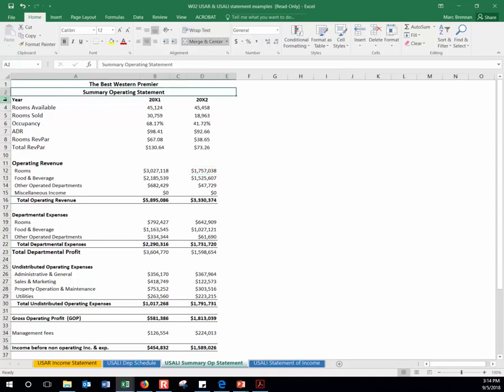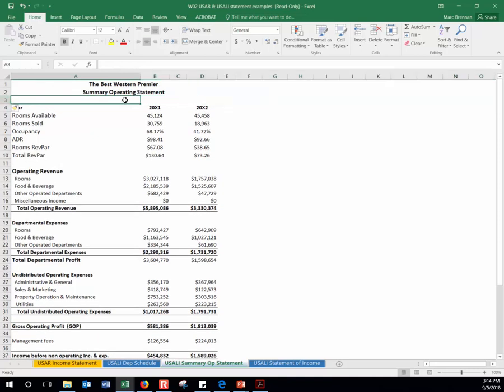So we should have at the top here a line that says for the period ending December 31st, 20X2. Okay? That should be listed here so that we know which statement, what moment in time, what accounting period we're looking at. So that should be right here.